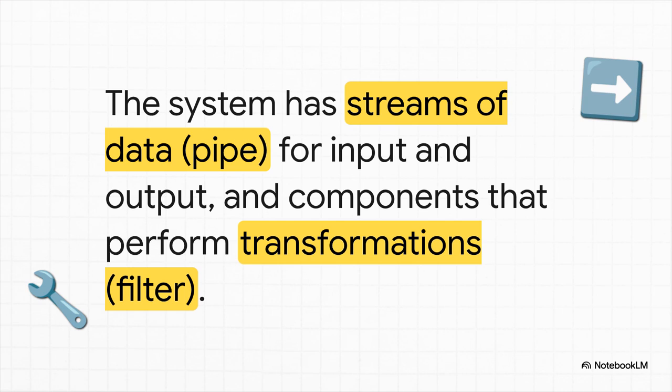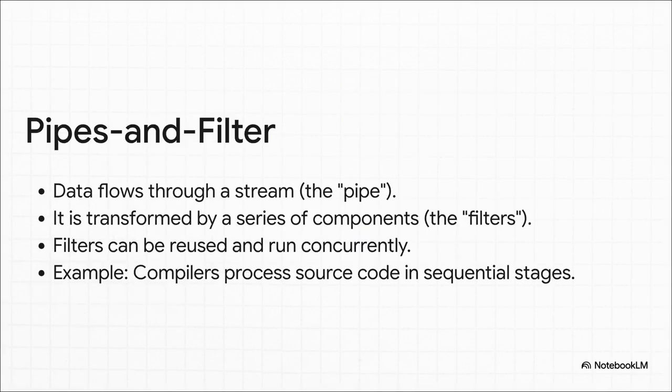Okay, first up, we've got the pipes and filter model. The easiest way to think about this one is like an assembly line, but for data. So data comes in one end, flows through the pipe, and at each stop, a filter does something specific to it. The key thing here is that each filter is totally independent. It just does its one job. A perfect real-world example is a compiler. It takes your source code, runs it through one filter to analyze the words, then another to check the grammar, then another to generate the final code. It's a pipeline, one step after another.